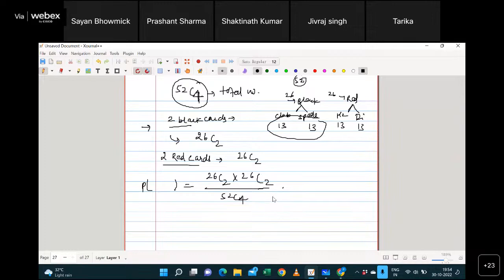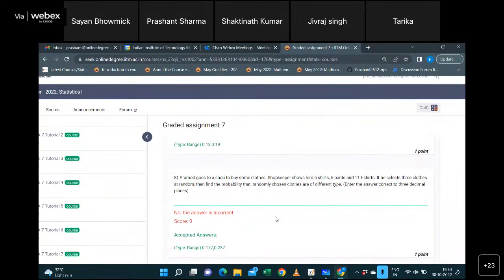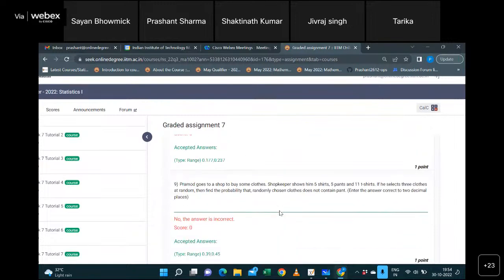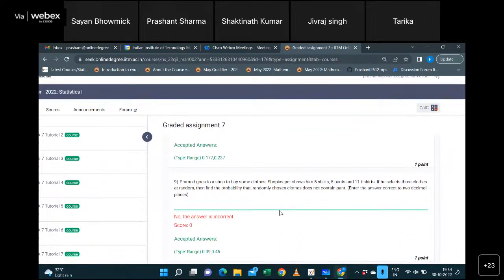Is this clear now? Yes, sir. So what about question number 8? The clothes are of different types. So how many clothes are there? 5 shirts, 5 pants, and 11 t-shirts. So it will be 5C1 into 5C1 into 11C1 divided by the total number of cases, 21C3. Again, a randomly chosen clothes does not contain pants. That means we have to choose the 3 clothes from shirts and t-shirts. So it will be 16C3 divided by the total.